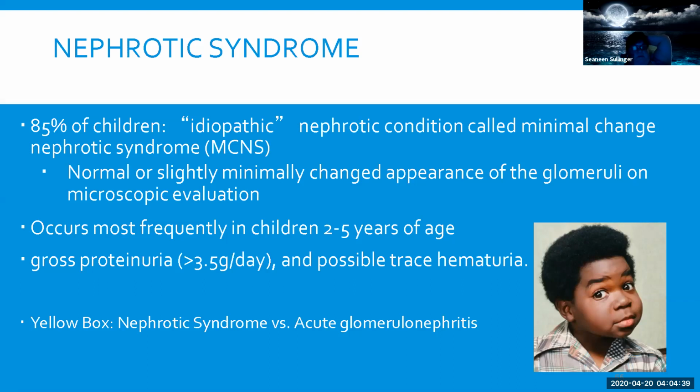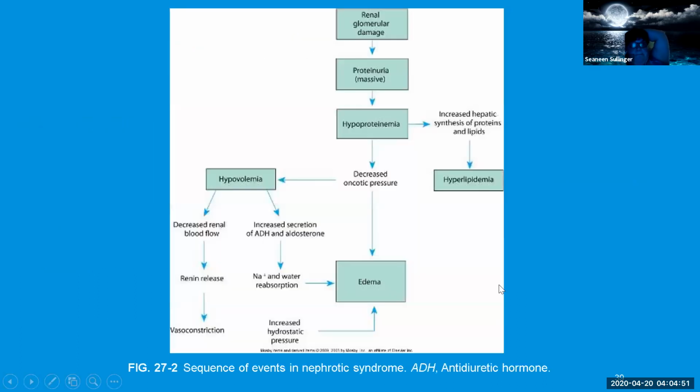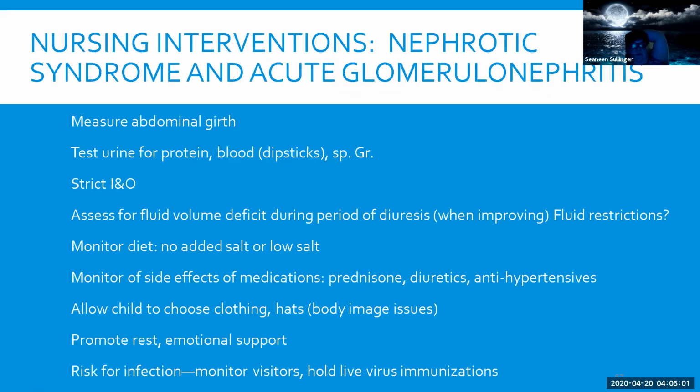So there is in your book a comparison of the similarities and differences of nephrotic syndrome versus acute glomerulonephritis, but they are very similar. And this just gives you a schematic of where the edema comes from, the hyperlipidemia, the glomerular damage.